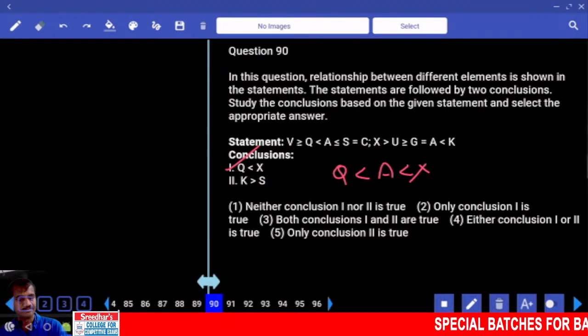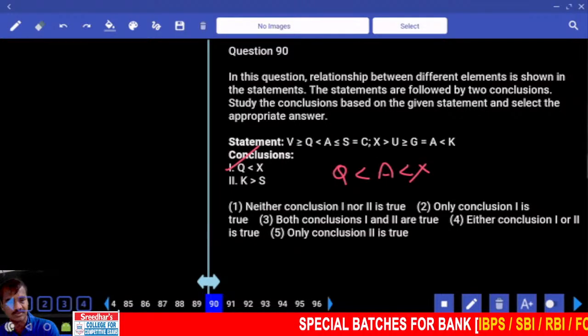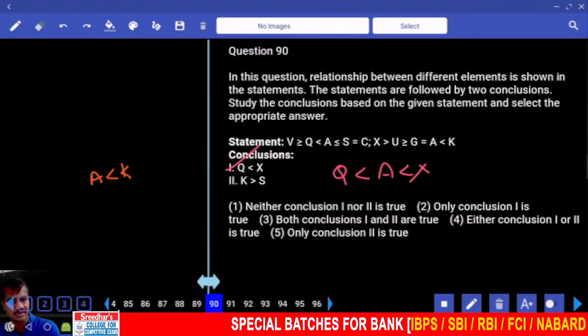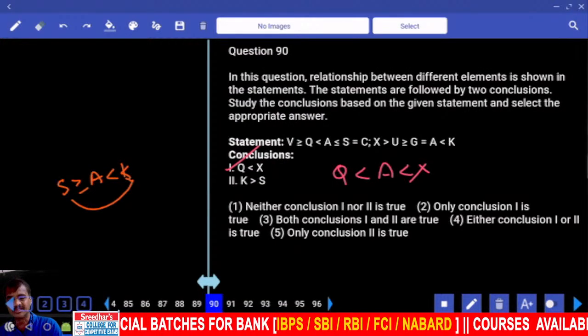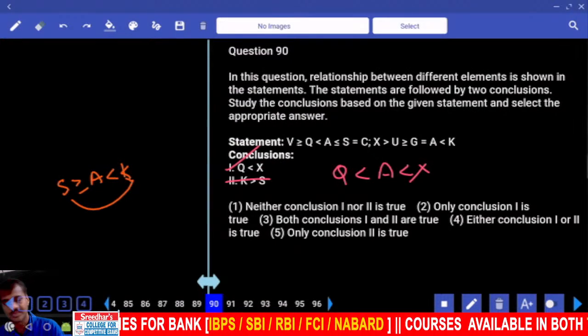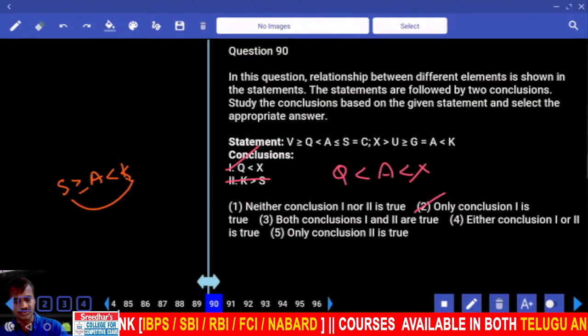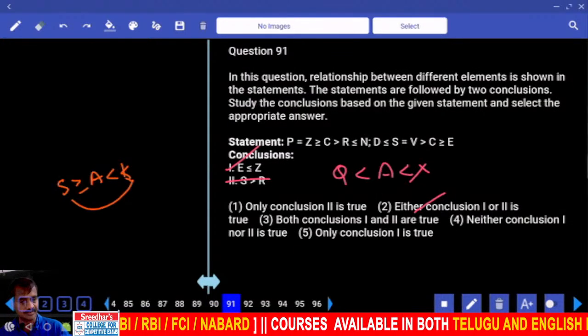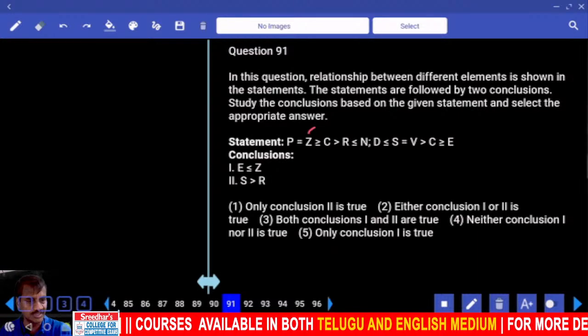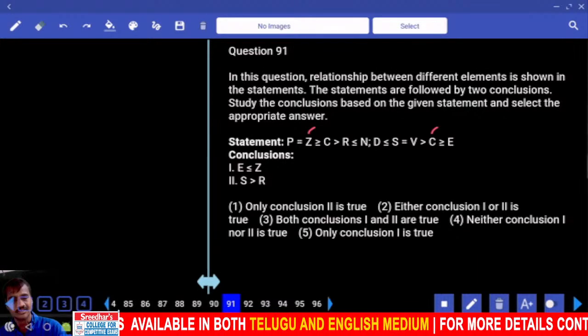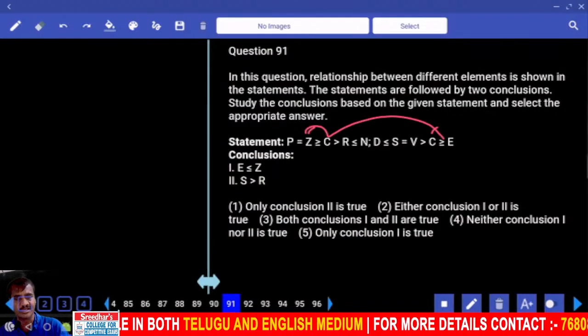Then next one, K and S. Now K is here, A is here. A lesser than K, and S greater than or equals to K. Now between S and K, opposite symbols, no relation. So only 1 is true, choice 2, question number 90. Then 91. Now in this 91, E and Z. Z is here, E is here, which element is common? C. Z greater than or equals to C, greater than or equals to E.